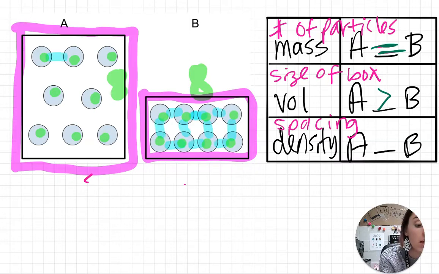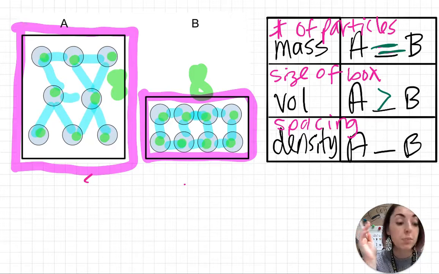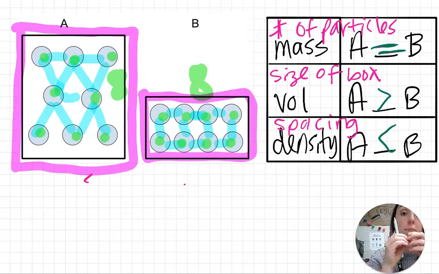And that makes sense, because if they have the same mass, but B has less space, well, the particles are going to have to be squished in there more tightly, versus A, which is a bigger box, it has more volume. So in B, the mass to volume ratio is higher than in A, and that's density in particle models.